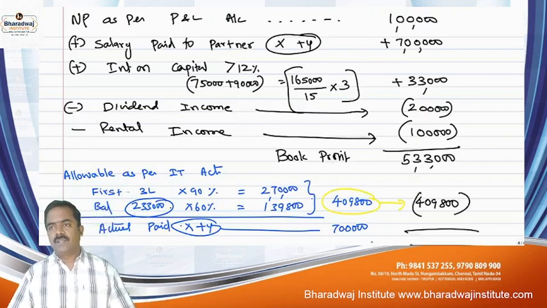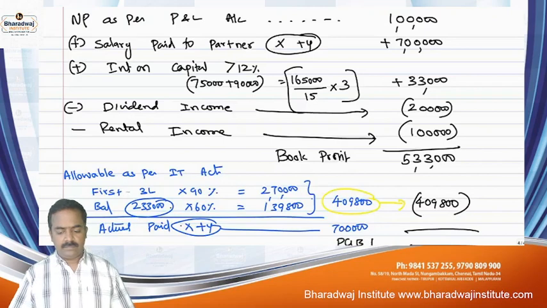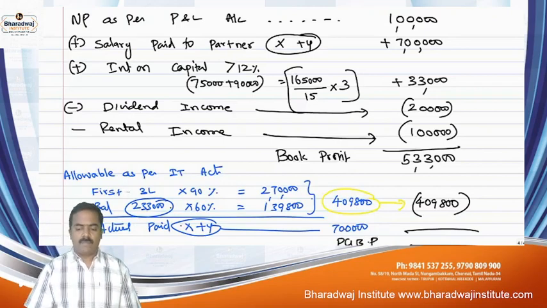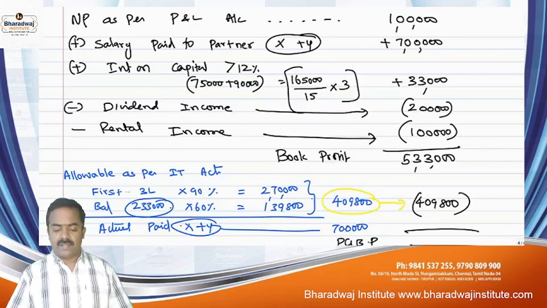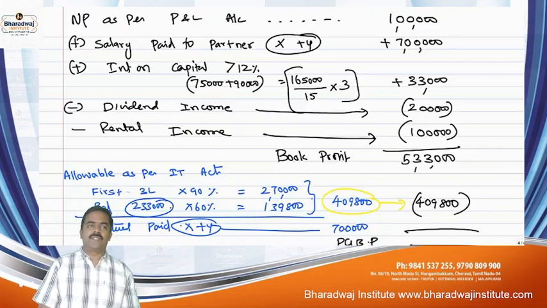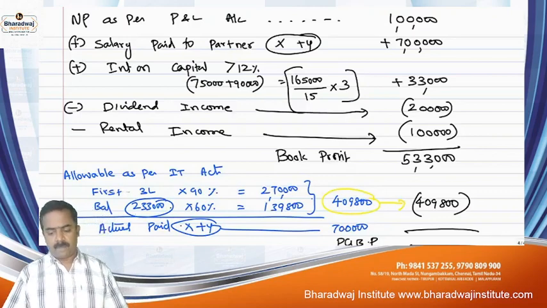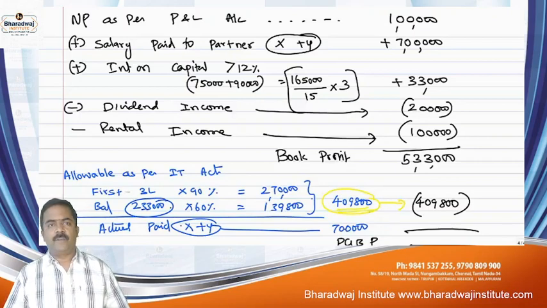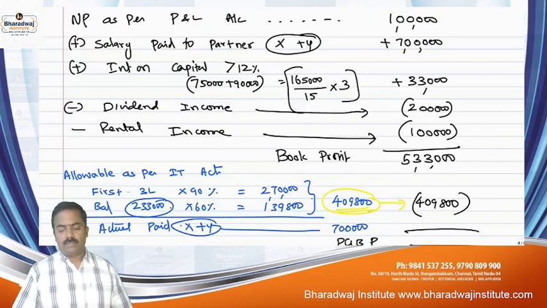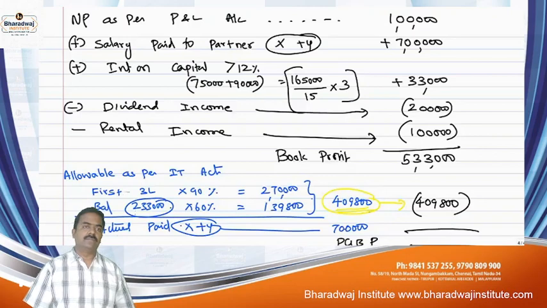This is called which income? Business income. So 5,33,000 is left: first 3 lakhs at 90%, balance at 60%, we get 4,09,800. Actual remuneration paid is 7 lakhs, but we can allow only 4,09,800. So whatever you get is called business income. Book profit 5,33,000 minus 4,09,800, we get business income.